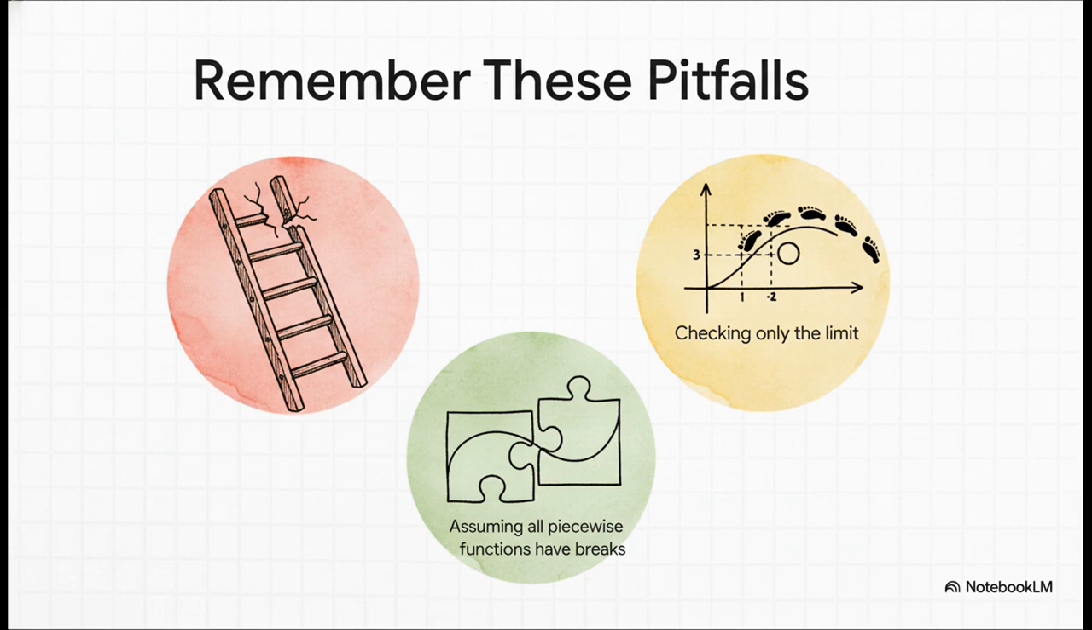So, to recap those pitfalls, just remember, you have to check all 3 conditions every single time. Don't just stop at the limit because you might miss a hole in the graph. And never ever assume a piecewise function has a break. Make it prove itself with the checklist.